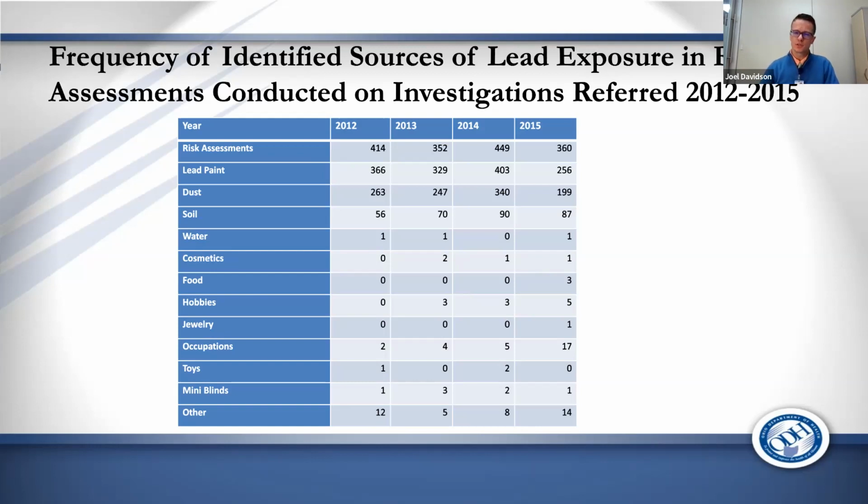There was a lot of discussion after the Flint water crisis around water, but water really in Ohio is not a significant source of lead exposure for children, but we are continuing to look for it. And different communities throughout Ohio are having discussions about these older leaded water lines.